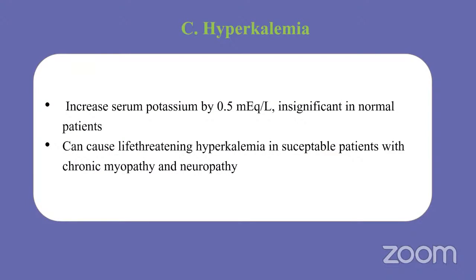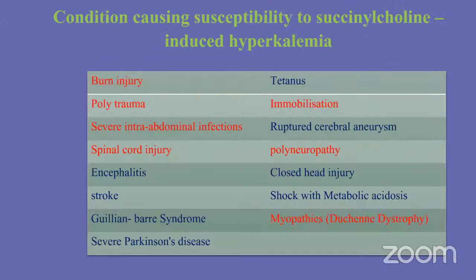Hyperkalemia: serum potassium increases by 0.5 milliequivalents per liter, which is insignificant in normal patients, but it can cause life-threatening hyperkalemia in certain susceptible patients, such as burn patients and chronic myopathy or neuropathy patients. We should be very careful when administering succinylcholine in these patients. What are the conditions which increase the susceptibility to hyperkalemia when we administer succinylcholine? There are so many conditions. The important ones are major burns, polytrauma patients, severe intra-abdominal infections, spinal cord injuries, prolonged immobilization, polyneuropathy, myopathies, closed head injuries, stroke, and Guillain-Barré syndrome. In these conditions we should be very careful.